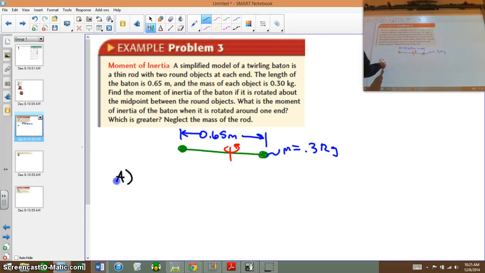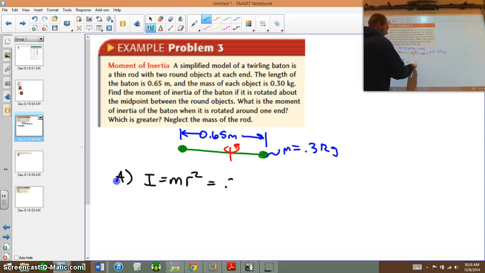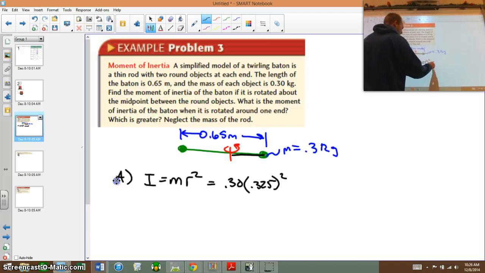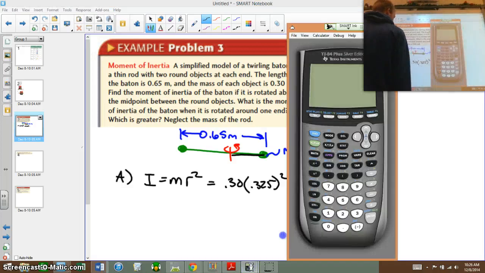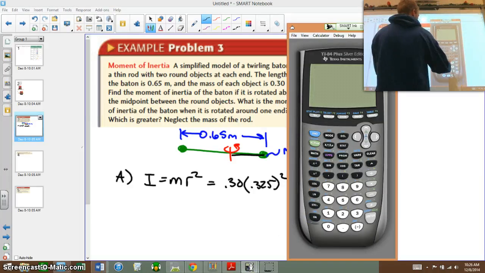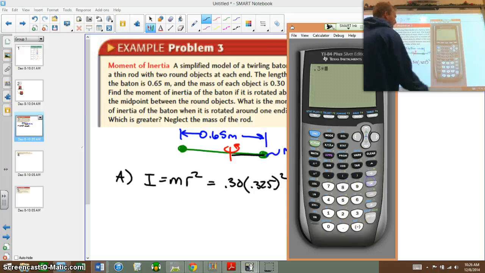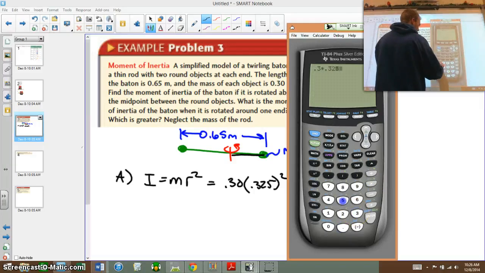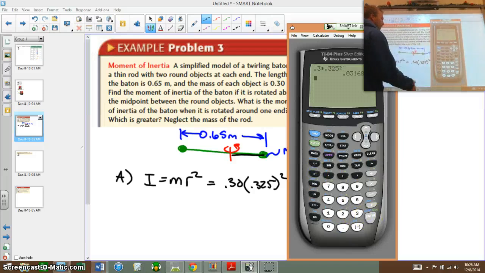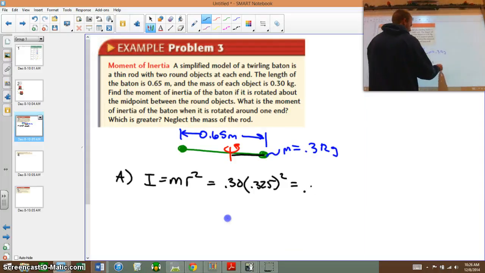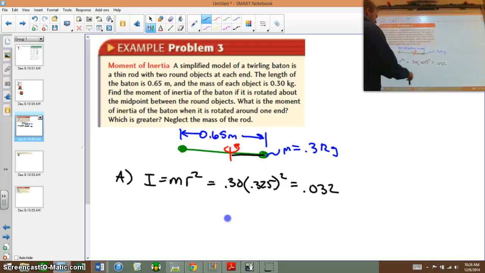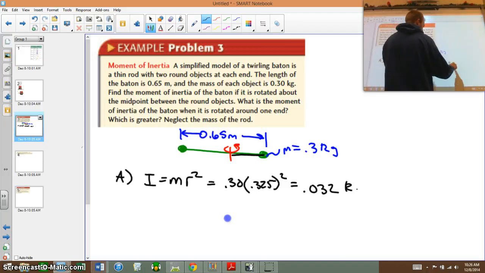So part A. The mass is 0.30, times the radius, which is half of that, so 0.325, squared. So bring up my calculator. 0.3 times 0.325 squared, and that's 0.032. Now that's kilogram meters squared.